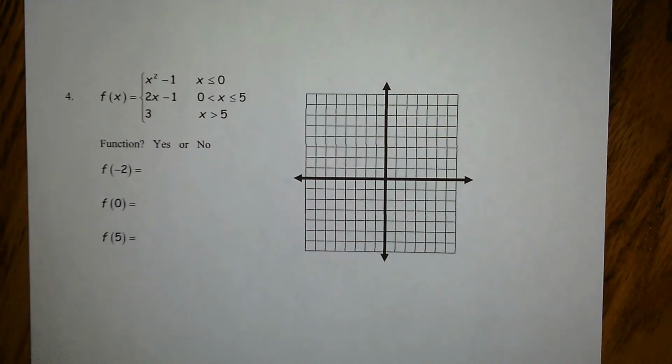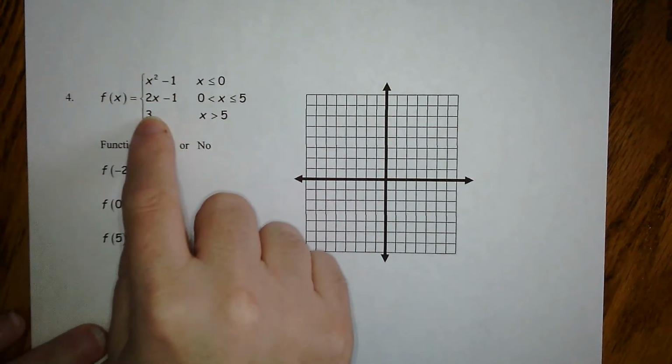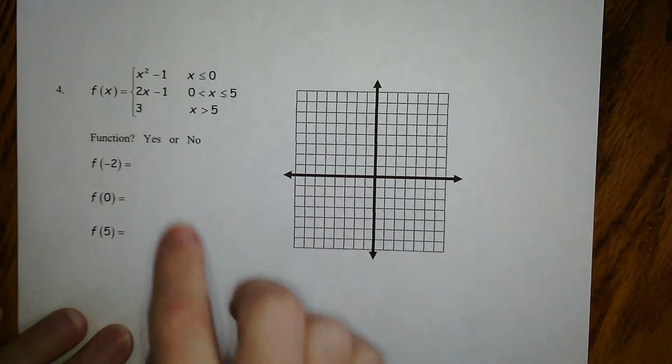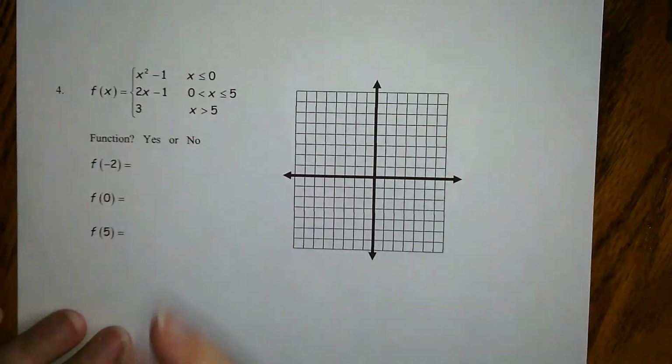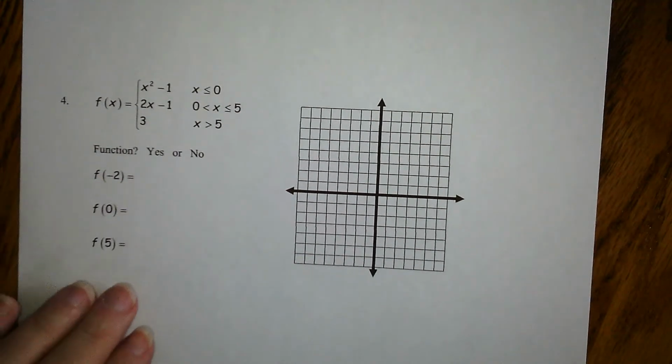Okay, so the last one that we're going to be working on is number 4. And there's a few things in number 4 that I think are really important for us to look at as far as notation goes, here and here, and being able to set up 3 functions in a piecewise, and be able to tell whether it's a function and answer the questions.